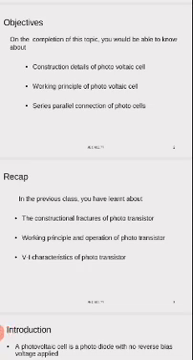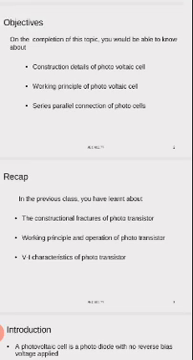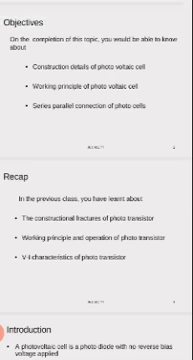Objectives. On the completion of this topic, you would be able to know about construction details of photovoltaic cell, working principle of photovoltaic cell, series parallel connection of photovoltaic cell.